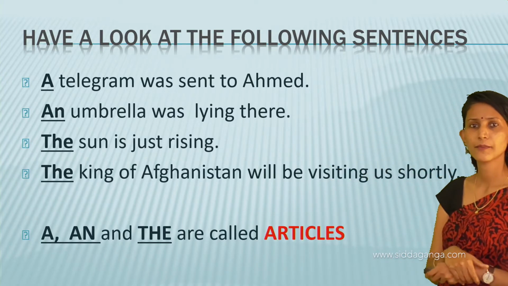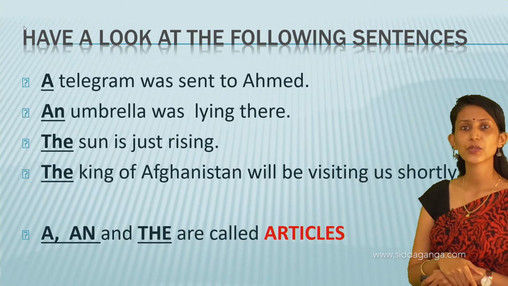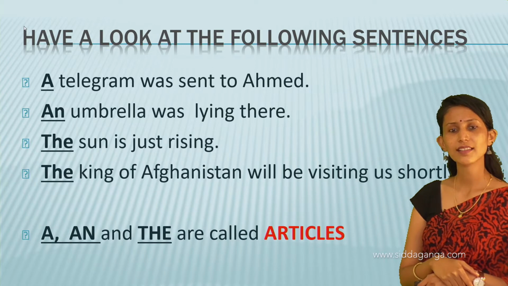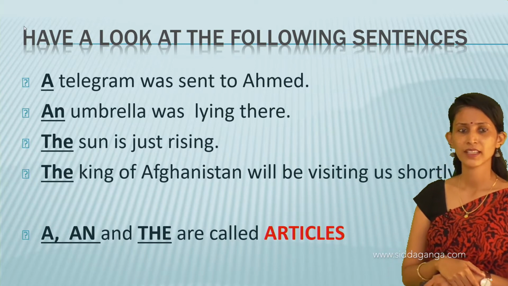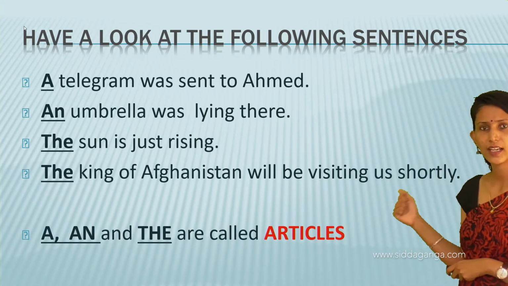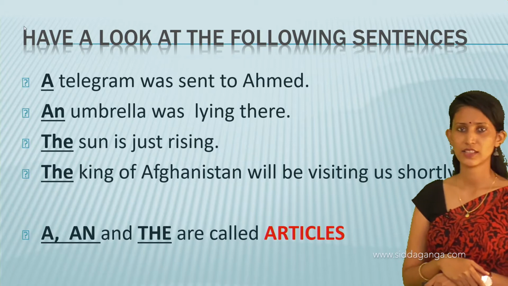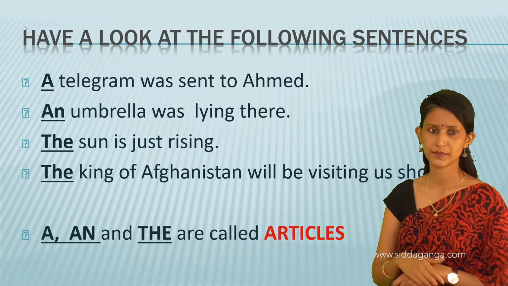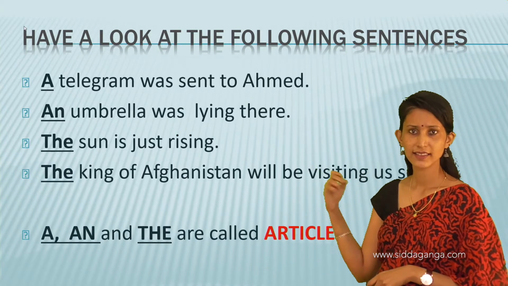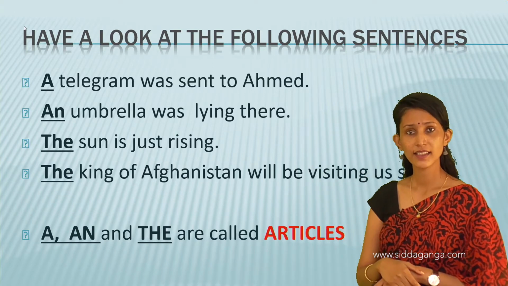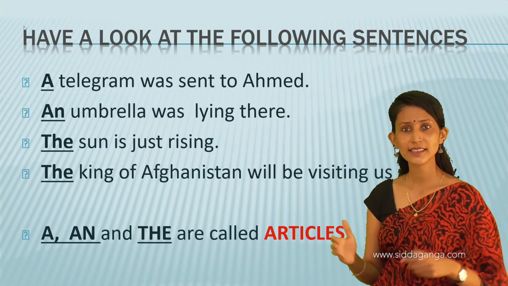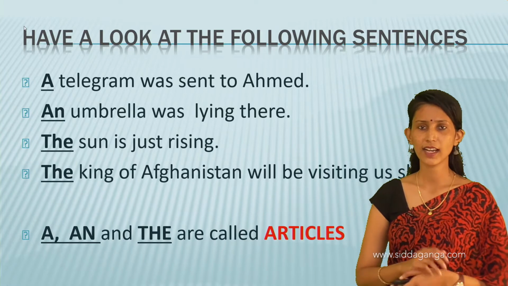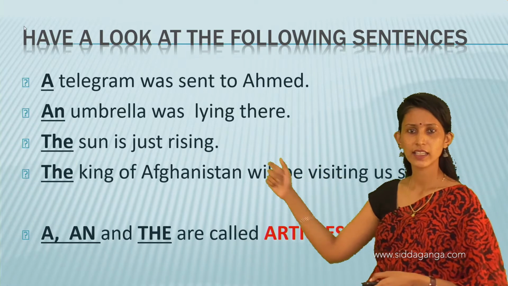Alright, now I want you to have a look at these sentences. What's written first? A telegram was sent to Ahmed. An umbrella was lying there. The sun is just rising. The king of Afghanistan will be visiting us shortly. What did you observe over here? A, an, the. What are these? These are articles, isn't it? A, an, and the are called articles. That's what's mentioned in these sentences.